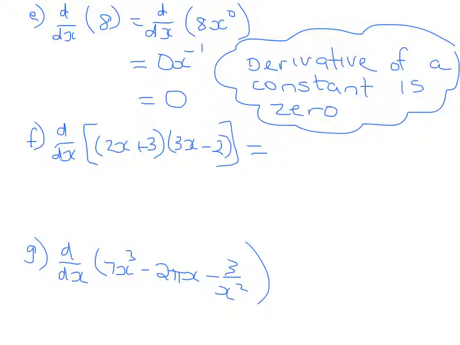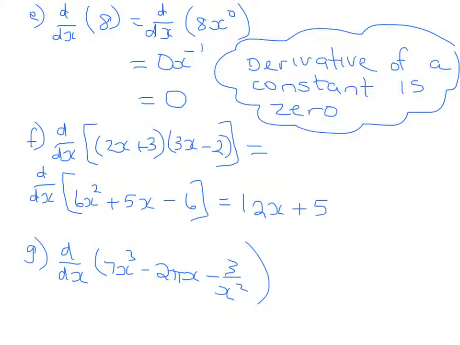Okay, the next one. Now, again, we don't have any rules for brackets. We will soon, but we don't have any rules. And it's easy enough to multiply this out. So you need to get single terms. So what we're looking at is the derivative of, and I'm just going to expand it out. So it's 6x squared. I've got minus 4x plus 9x, that's a plus 5x minus 6. And then I've got single terms, so it's 12x to the 1 plus 5 minus 0, and I don't need that.